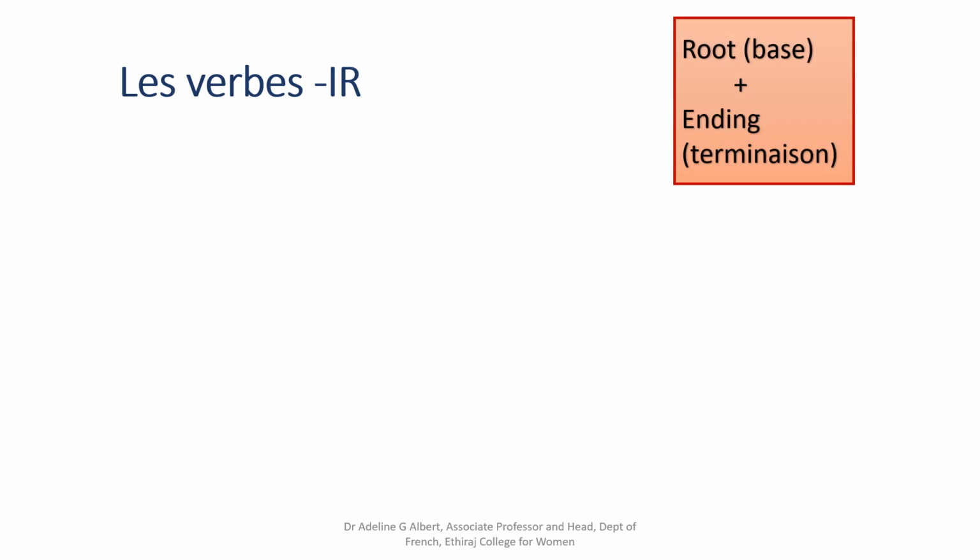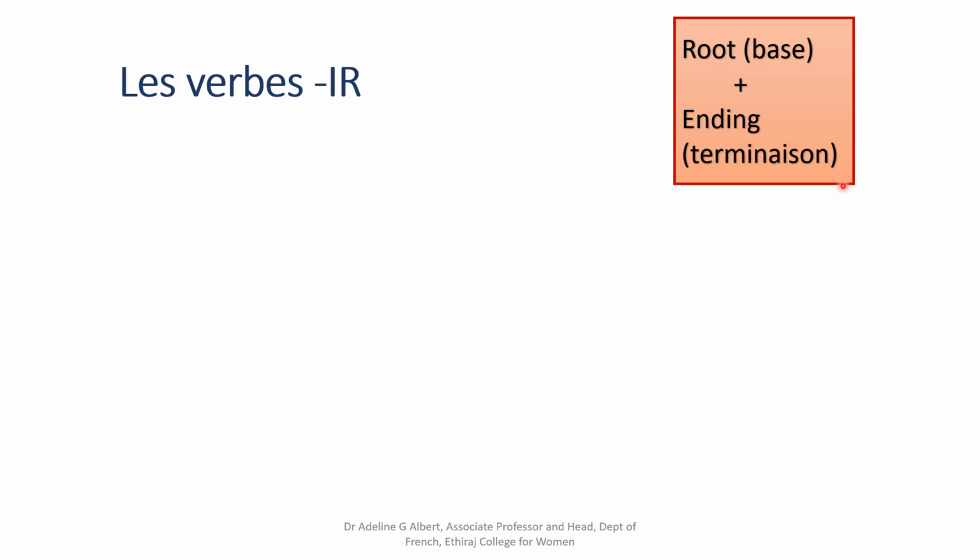On commence, let us start. On commence avec les verbes IR. Let's start with the IR verbs. Now before we start, remember, in any conjugation you have two parts. One is the root or the base, and one is the ending, or the terminaison. La base plus la terminaison. Base plus ending.